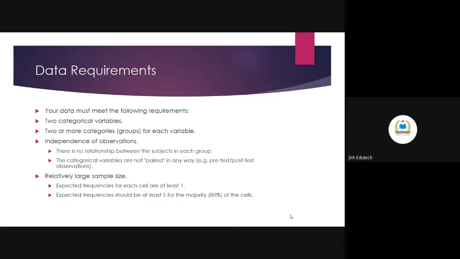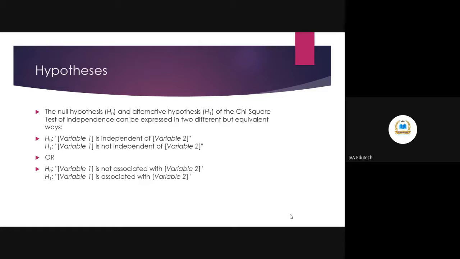Your data must meet the following requirements: minimum two categorical variables; then each of the categorical variables should have minimum two or more categories; independence of observations, which is required in almost all the statistical tests; and there should be a relatively large sample size. The hypothesis that we make is that the null hypothesis is that variable 1 is independent of variable 2, and the alternative is that variable 1 is not independent of variable 2, or variable 1 is dependent on variable 2.